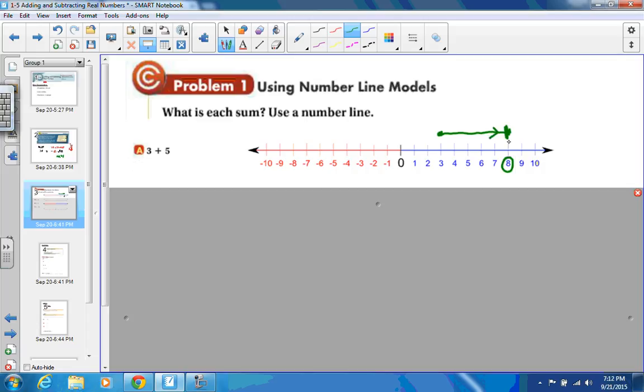This is assuming we're going in that direction. Okay, so 5 plus 3 is 8. I'm guessing you knew that already. I want you to be able to use a number line though.